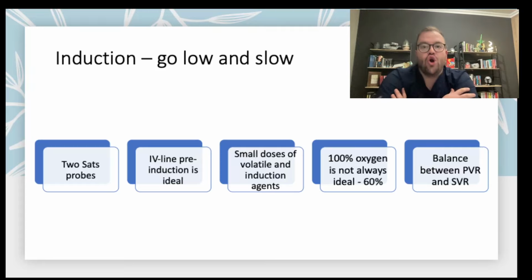Go low, go slow. Two SATS probes must be on the patient, okay? Pre-ductal and post-ductal. An IV line pre-induction is ideal. Give small incremental doses of volatile and induction agents. Remember, guys, that in these hearts, 100% oxygen is not always ideal. 60% should be given at a maximum. And remember, in the left to right shunts, 40-44. Remember to maintain as much as possible the balance between PVR and SVR.